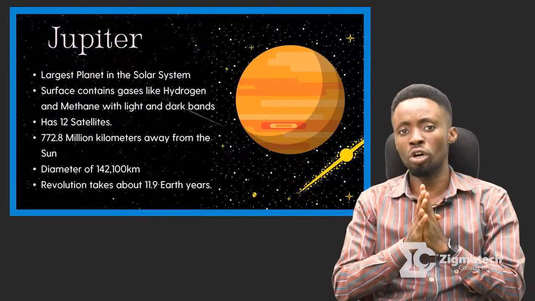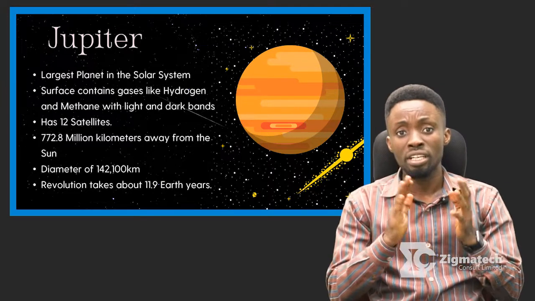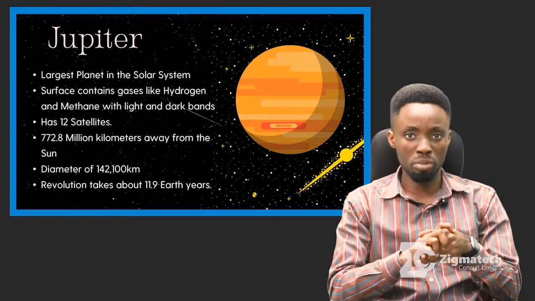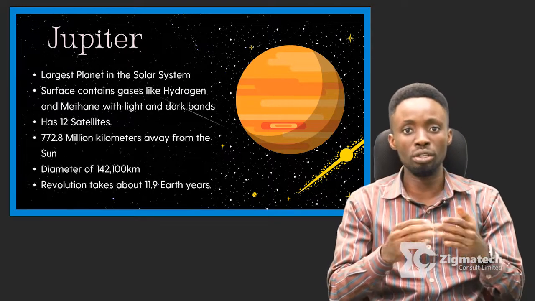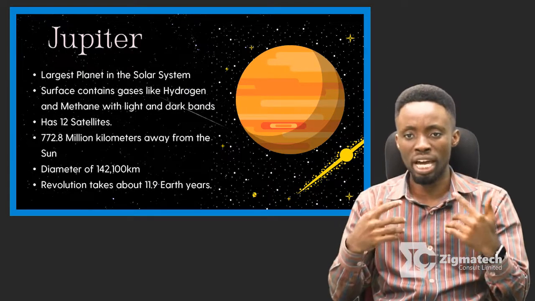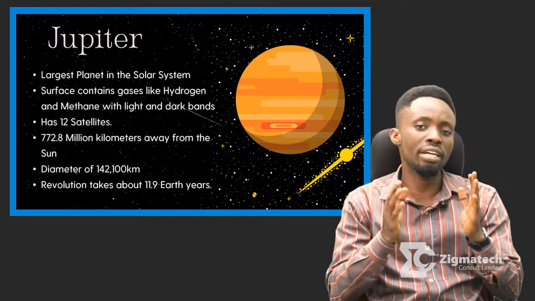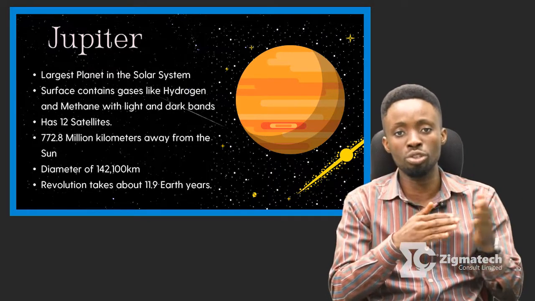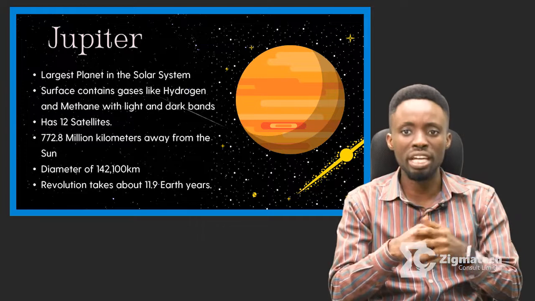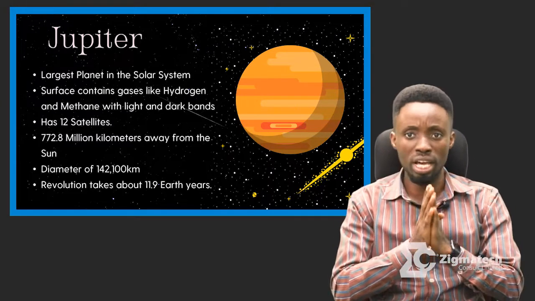Now, Jupiter is one of the Jovian planets. Jovian planets, like I said, don't have a rocky surface, meaning that you cannot land on such planets. They are basically filled with gases, or they are filled with ice. So Jupiter and Saturn are referred to as gas giants, while Neptune and Uranus are called the ice giants. Now, Jupiter is the largest planet in the solar system.